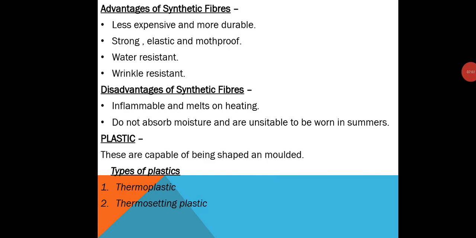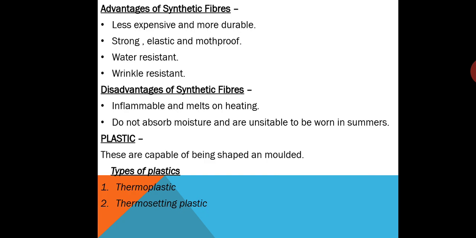Now, what are the advantages of synthetic fibers? Advantages of synthetic fibers are that they are less expensive, that means affordable, and more durable. They last for a long period of time. Strong, elastic, and moth-proof. They are water resistant and wrinkle resistant. Almost all the synthetic fibers have the same properties. That is, they absorb very less moisture, due to which they dry up very quickly. They are strong, elastic, less expensive and more durable.